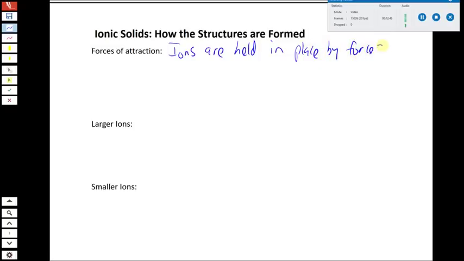Anytime you have a force involving charged particles, that can sometimes be called an electrostatic force. These are electrostatic forces of attraction. And of course, it's the opposite charges that are attracted to each other and that are holding things in place.